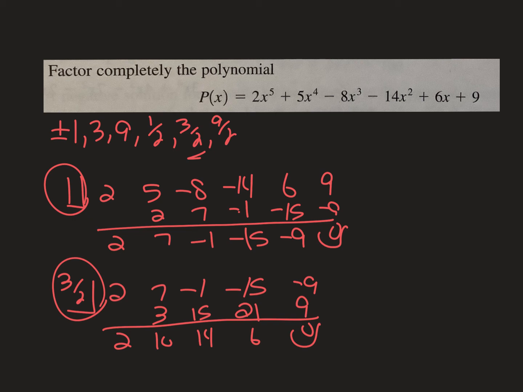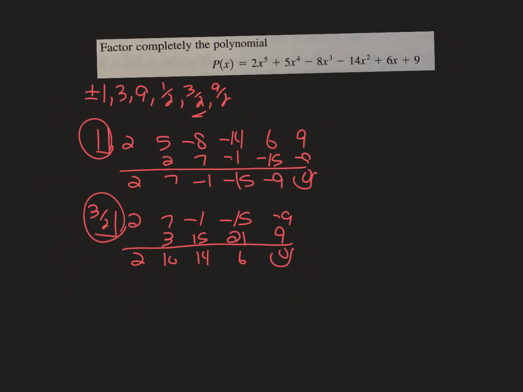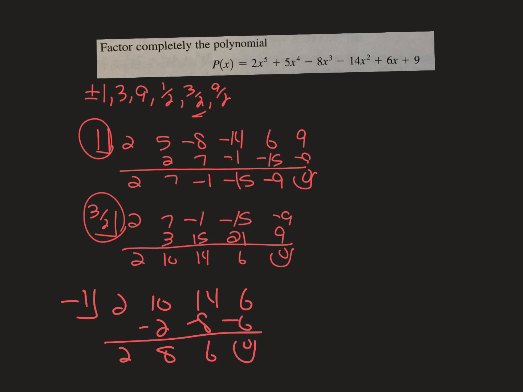I don't know. Let's try something like, maybe -1. Okay, let me make this a little smaller here so I have some room. Okay, so I'm going to try -1. And again, try that with the new numbers you have here, the 2, the 10, the 14, and the 6. Bring the 2 down. That's -2. That's 8. That's -8. That's 6. That's -6. Boom. Now, I have 2, 8, and 6.